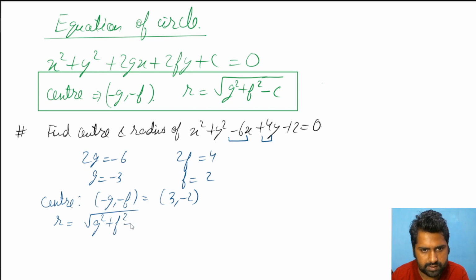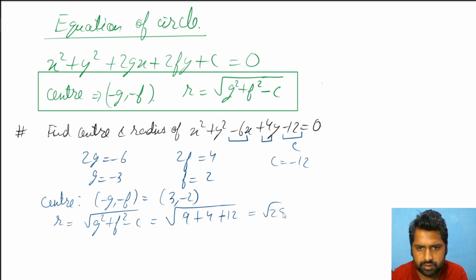Radius is square root of g square plus f square minus c. So square root of g is minus 3, so 9, plus f is 2, 2 square is 4, minus c. This is our c, c is minus 12. So minus minus 12 will become plus 12. So 16 plus 9, 25, root 25. What's root 25? 5. So radius is coming 5.